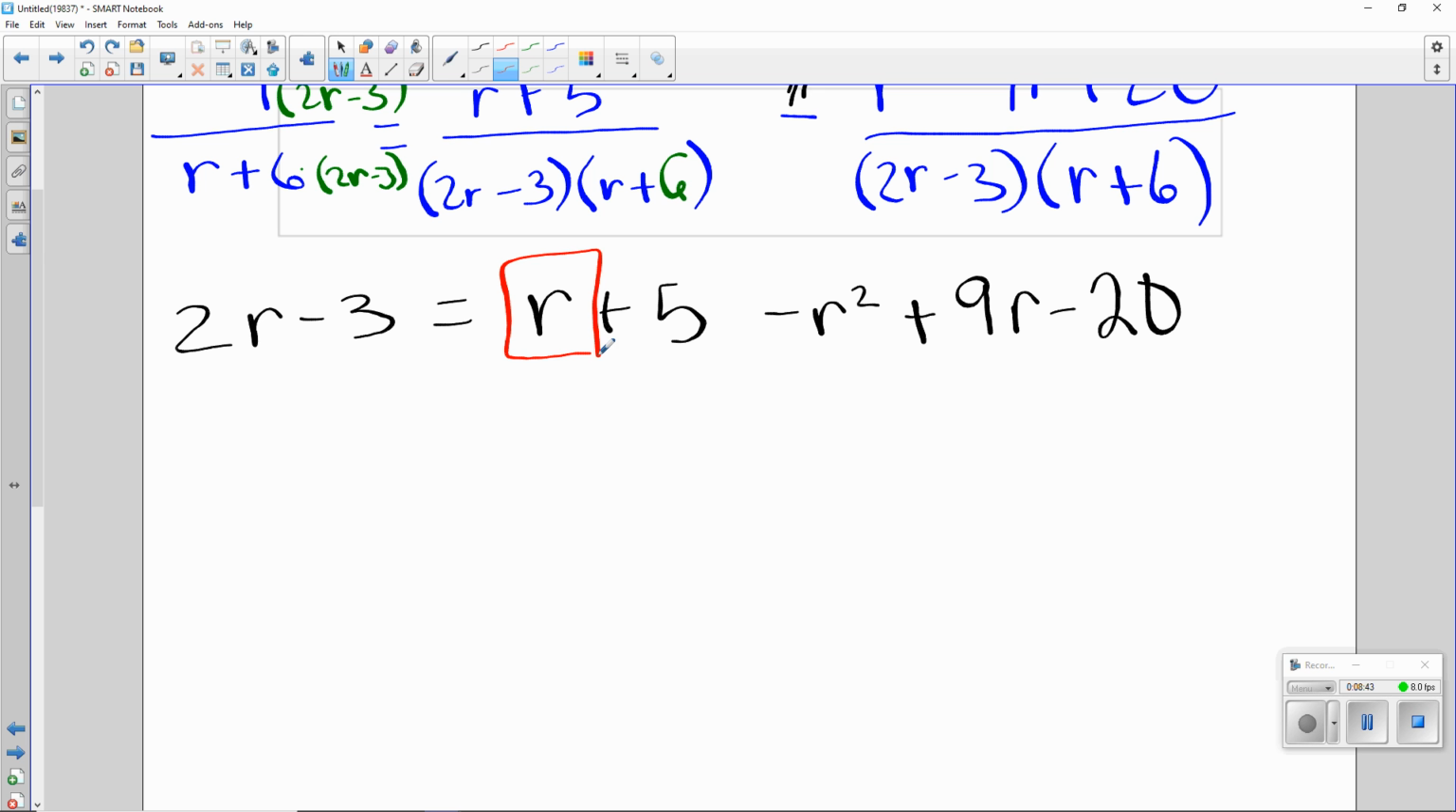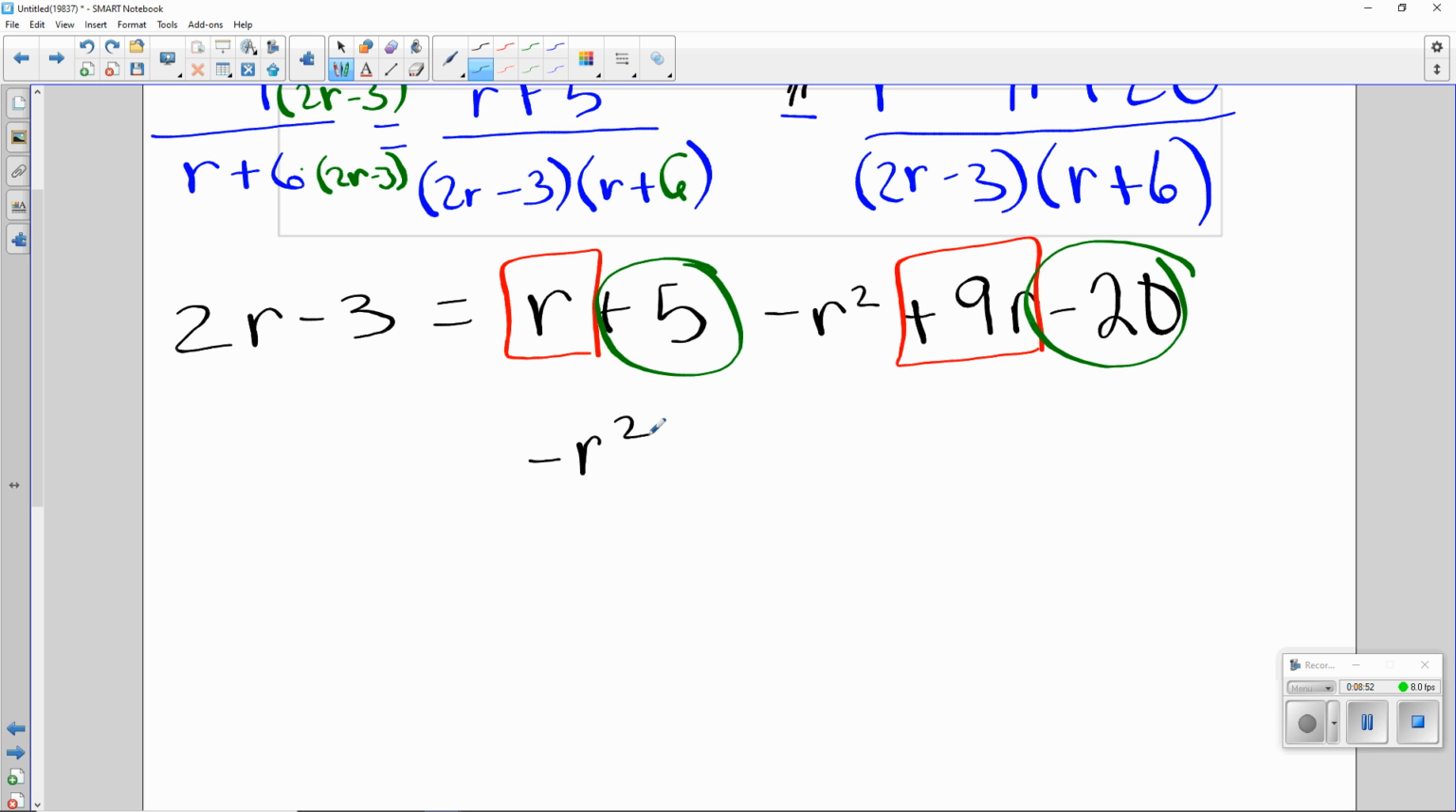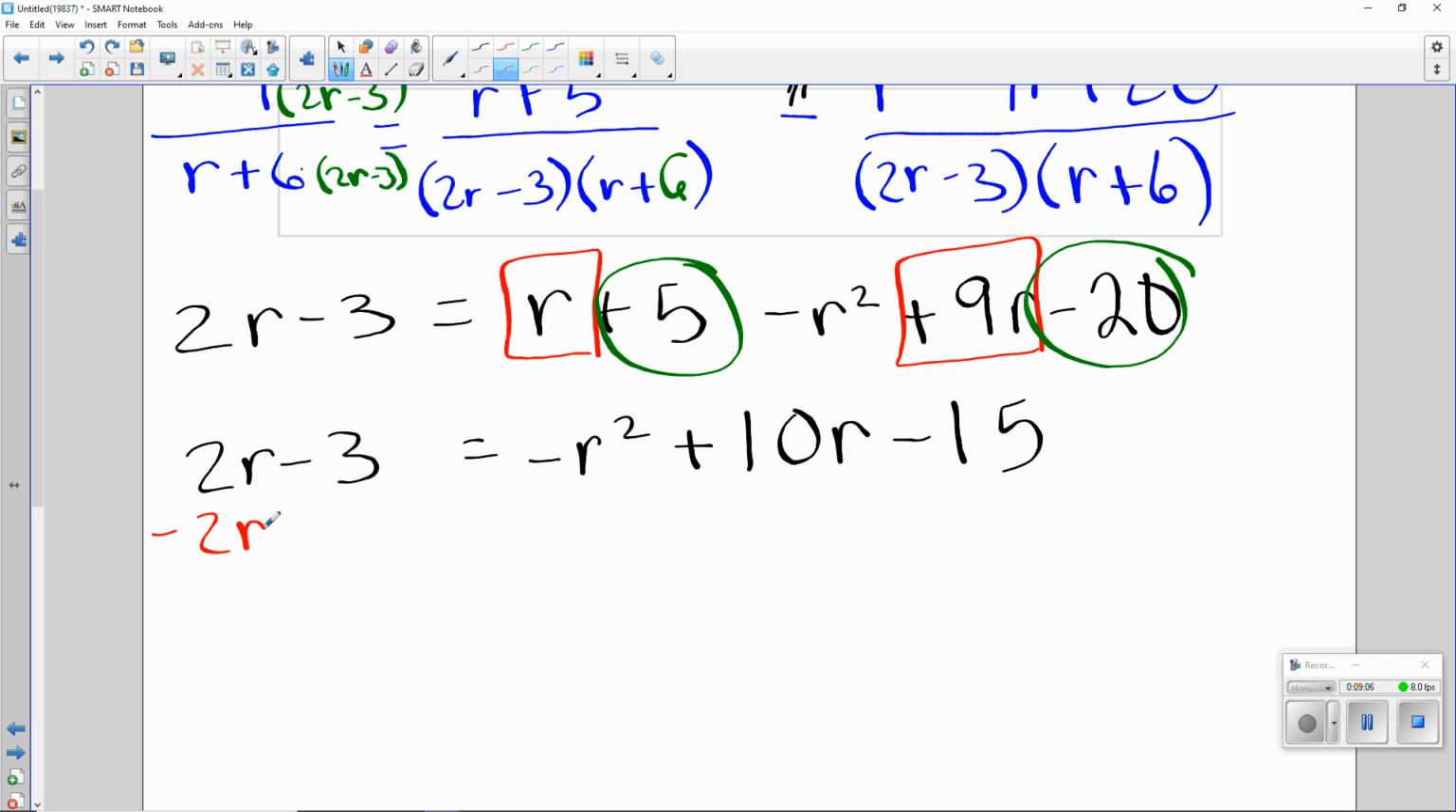Combine your like terms. I got an r here, I got a 9r there, I got a positive 5 here, and a negative 20 here. That's negative r squared plus 10r minus 15. I'm going to get this equal to 0 since it's a quadratic. It's really the only way we can solve it. So subtract 2r and add 3 to both sides.